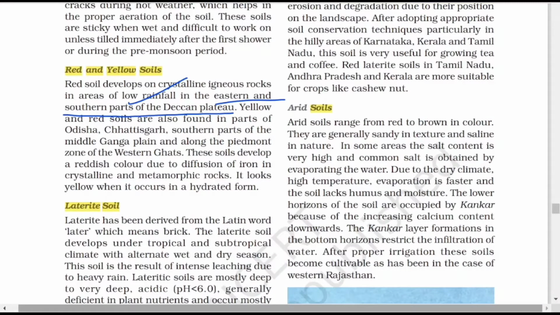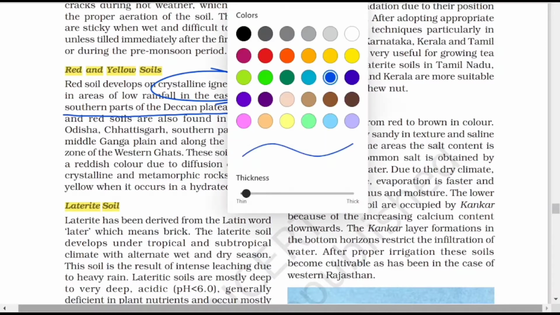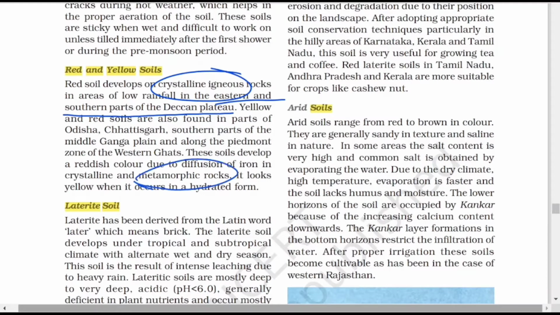Now this is the main feature which we are going to learn now. These soils develop a reddish color due to diffusion of iron in crystalline and metamorphic rocks. Look at here. In the beginning, it is given that it is crystalline igneous. Clear? But now it is also given here, it is also found in the metamorphic rocks. Now, why is the color of the soil red? We know black soil is black in color because it is derived from igneous rock. Igneous rocks are made of lava and magma, which is black in color. That's why that soil is black.